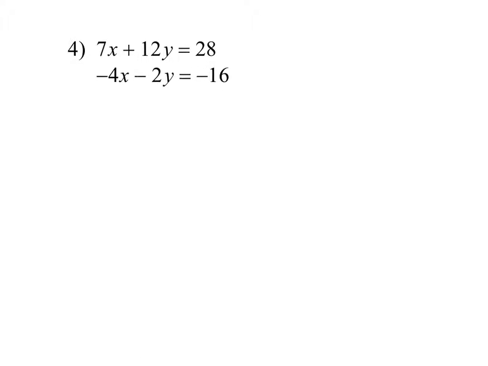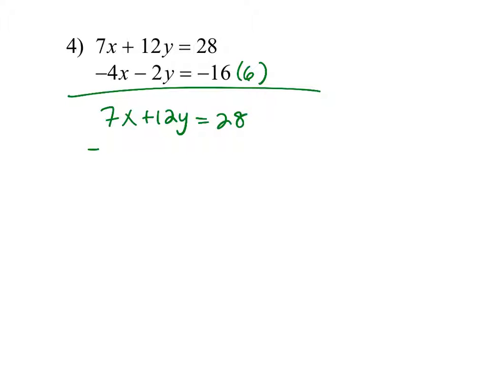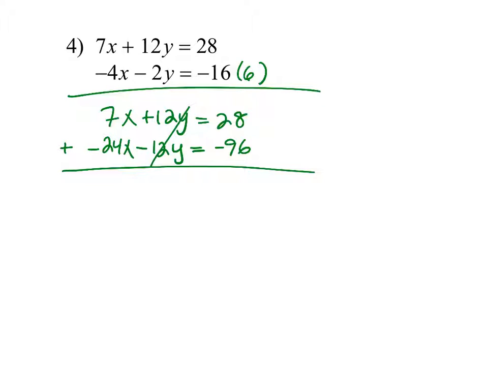Okay, so this one I'm going to multiply my second equation times 6. So 7x plus 12y equals 28, and negative 24x minus 12y equals negative 96. I'm going to add the equations, right? So I can cancel out the 12y. So negative 17x equals negative 68, and dividing by negative 17, x equals 4.